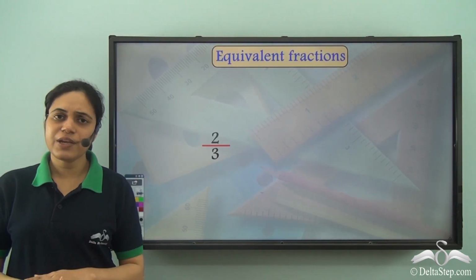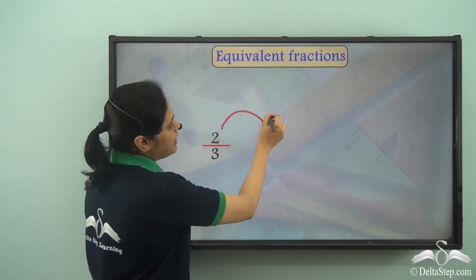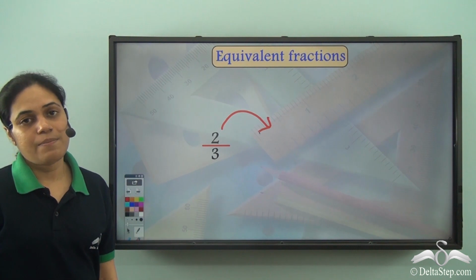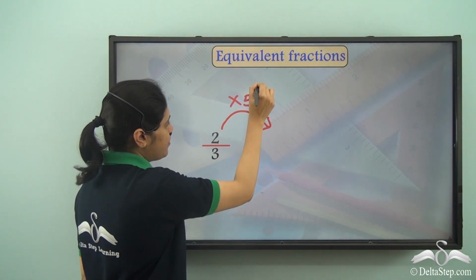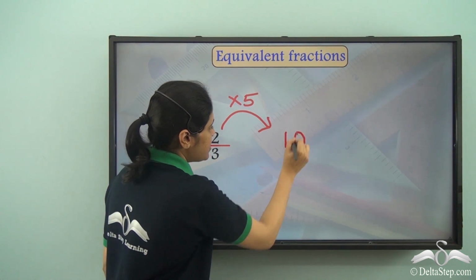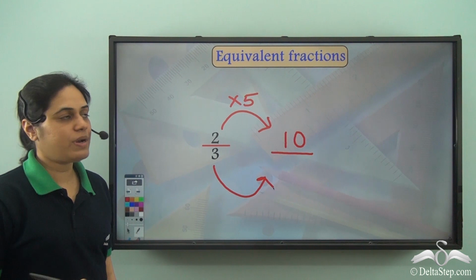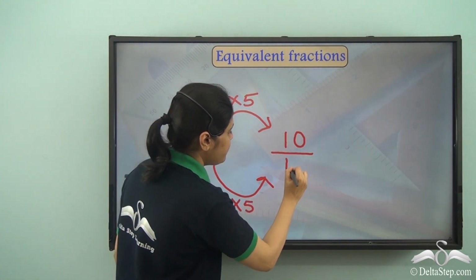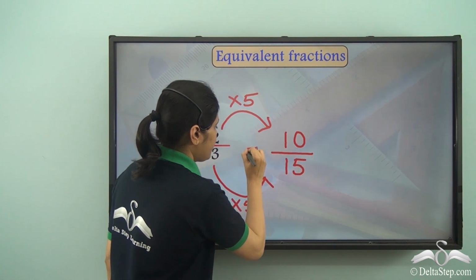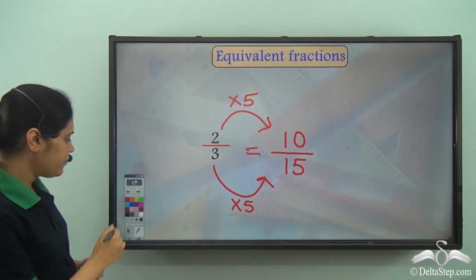So let us find the equivalent fraction of this. I can multiply this by any number. Suppose by 5. So I can multiply this by 5. So 2 into 5 is 10 and denominator has to be multiplied by the same number. So 3 into 5 is 15. So 10 by 15 is an equivalent fraction of 2 by 3.